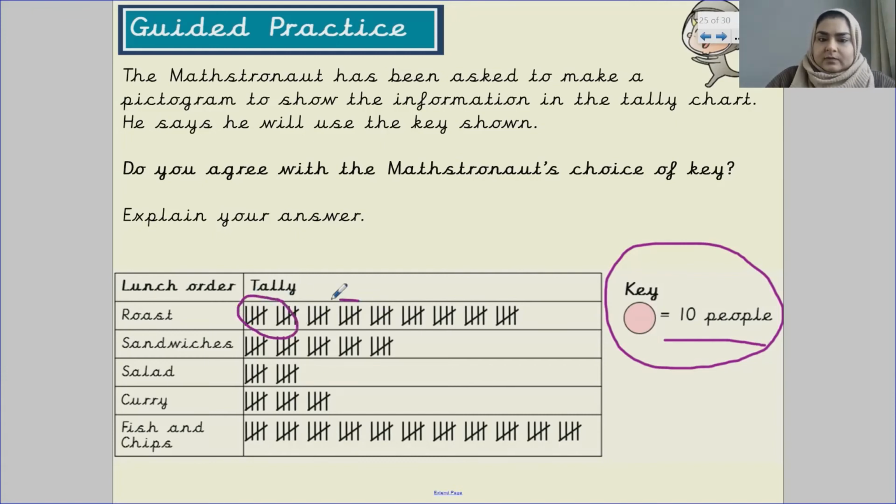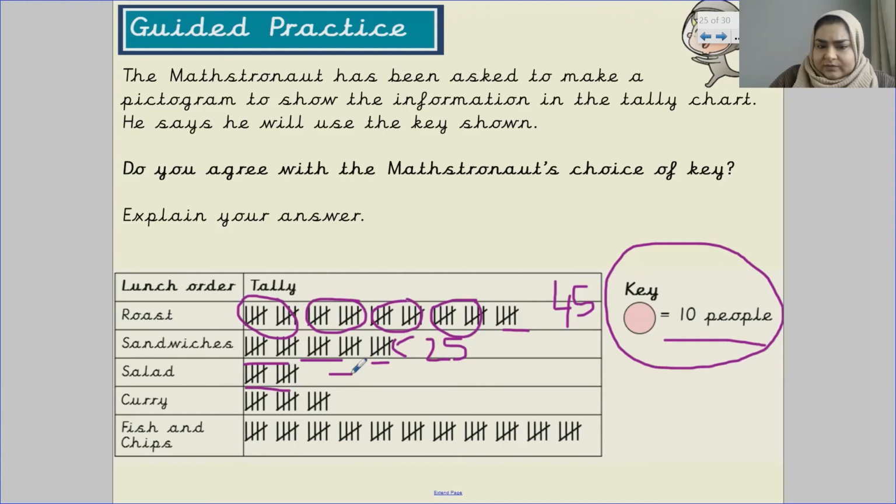10, 20, 30, 40, 45. It wouldn't work there because how am I going to show the representation of these 5 people? Okay, the next one, 10, 20, 25. Okay, again, it wouldn't work because how would I represent these 5 people?